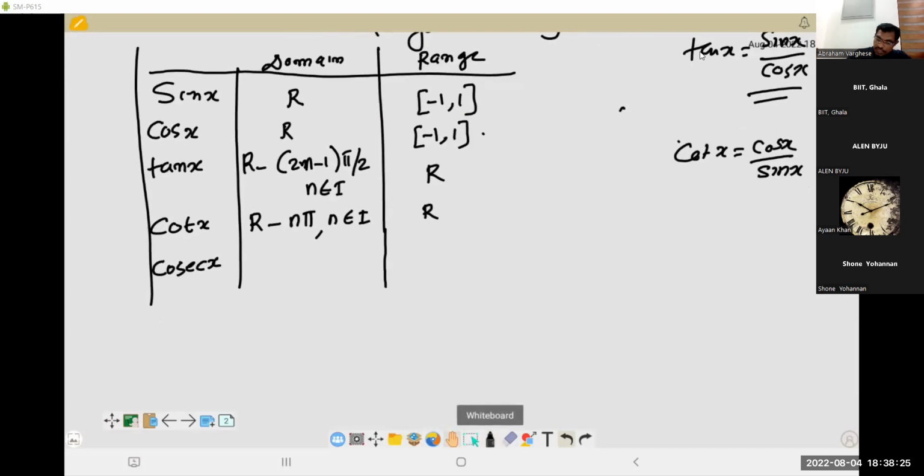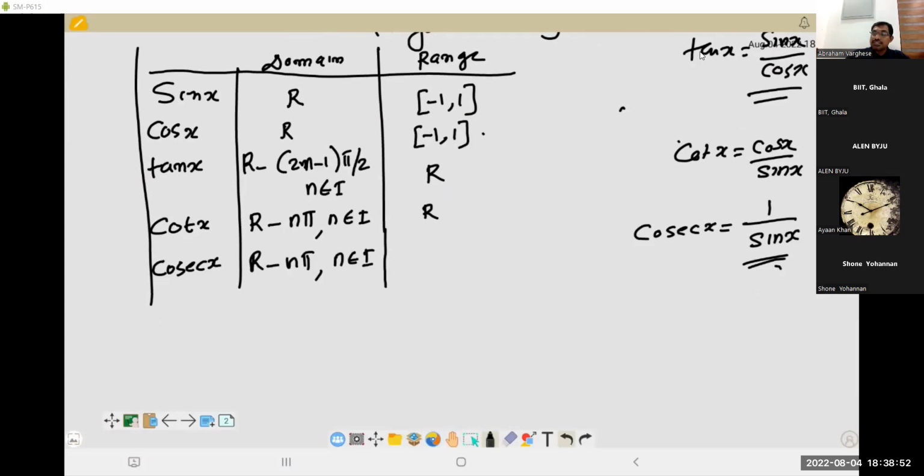How do you find the domain and range of cosecant x? Cosec x will be equal to 1 over sin x. So what is the domain? Sin x equal to 0 is a problem. Sin x equal to 0 means n pi. So you can write R minus n pi, where n is an integer.